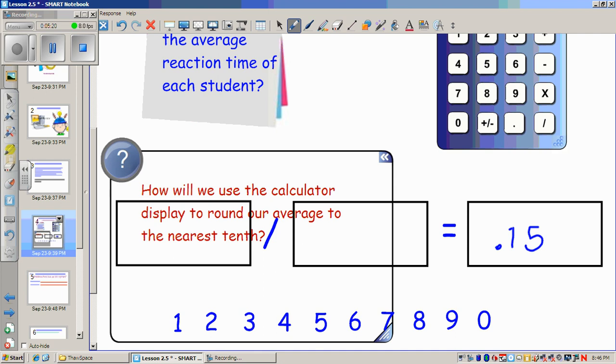We could, but if we stay at 0.15, otherwise we have to round it up to 0.2. And I don't think we want to do that. So that is how we're going to figure that out, and we'll spend some time doing that in class. It's kind of hard to do without having everybody's reaction time.